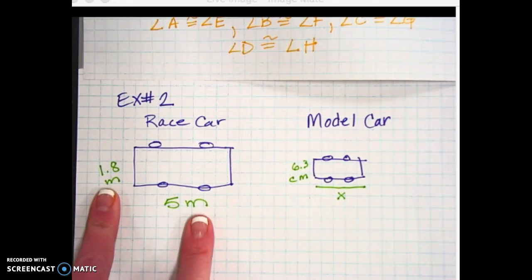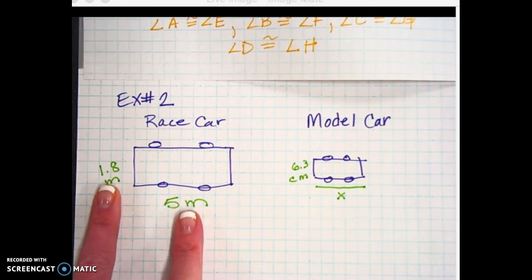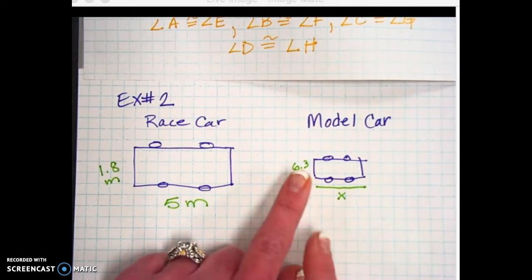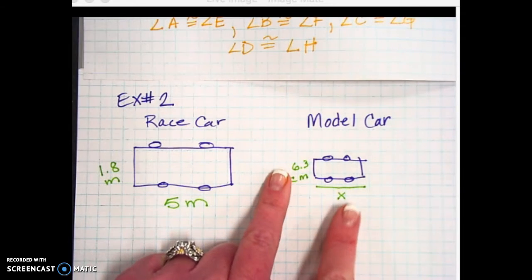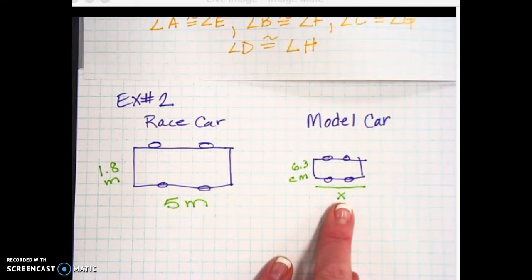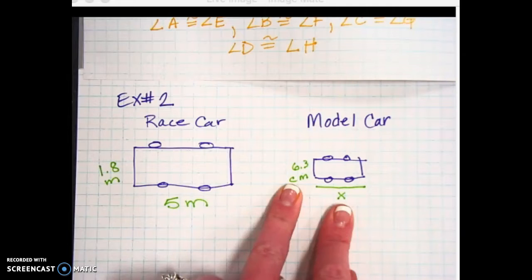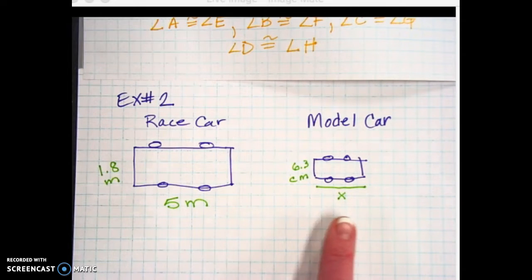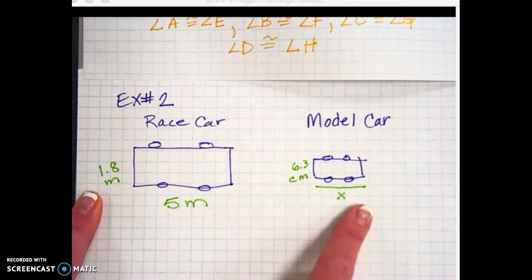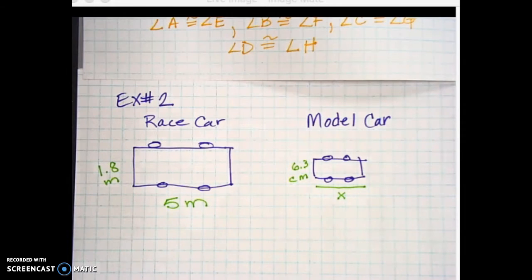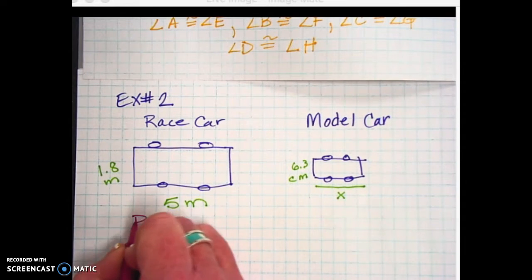Okay, notice that both of these are in the same measurement. They're both in meters. So on the model car, these are both going to be in centimeters. So whatever number we get for X, it's going to be in centimeters as well. Sometimes you'll have to switch it, but in this case, since these are both meters, and these will both be centimeters.